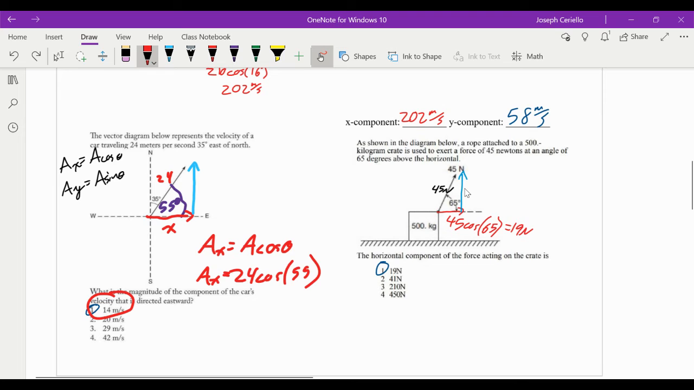The next one here, check out the work there, but you're given 45 as the force. The x component is 45 cosine 65. Why can you use 65 here? Because it is the angle with respect to the positive x-axis.